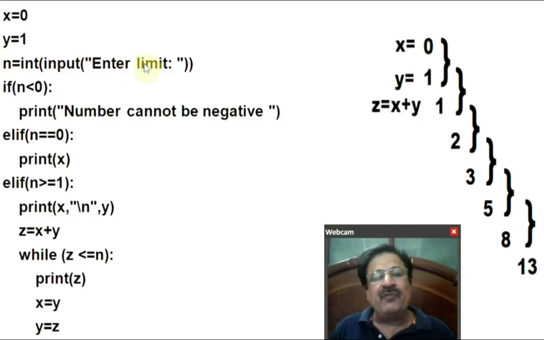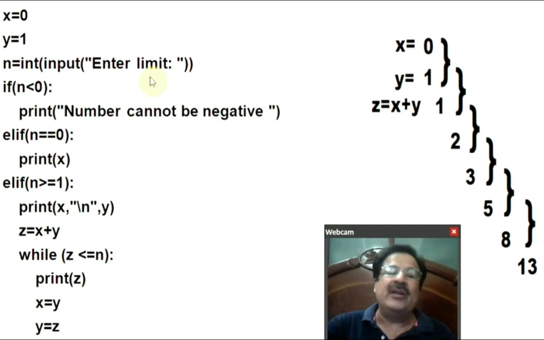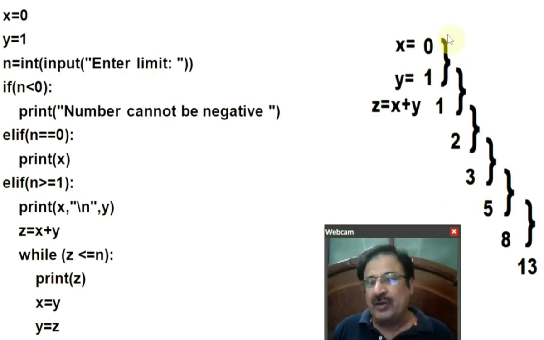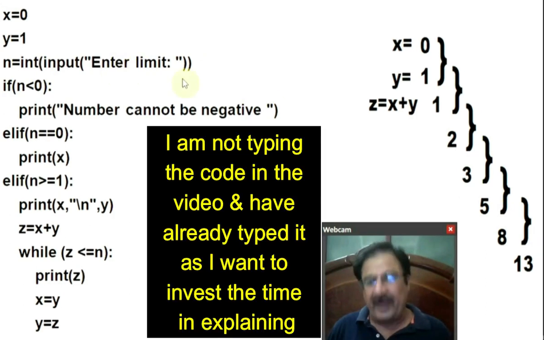In this program, we'll ask the user up to what limit you want the Fibonacci numbers. Suppose if I enter 3, so you'll get 0, 1, 1, 2 and 3 up to here. If I enter 5, so up to 5 I get the Fibonacci numbers. So limit is the limit up to what you want the Fibonacci numbers, right? Suppose I enter the value 5. 5 is assigned to the variable n.